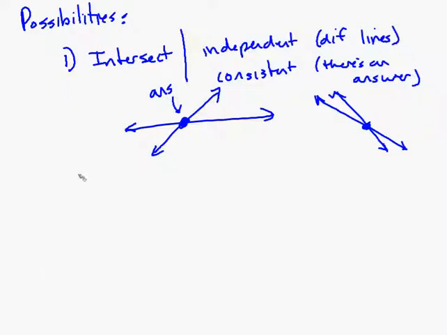That's possibility 1. Possibility 2, they are parallel. Well, that means they don't intersect.